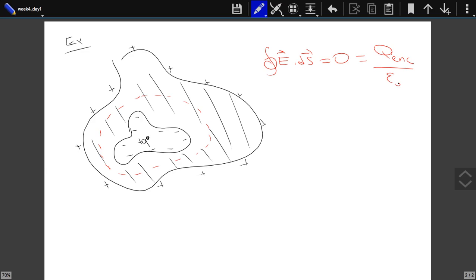Well, if the enclosed charge is 0, we also know how much charge is accumulated on the inside of our conductor. Q on the inner surface should be equal to minus Q. We know that the charge Q is already inside, and we also know how much charge is there. Just based on the fact that the electric field inside the bulk of the conductor should be 0, we can say that the total enclosed charge should be 0.